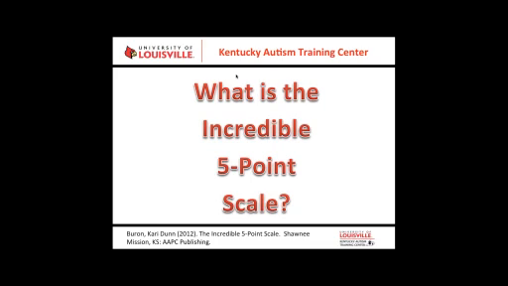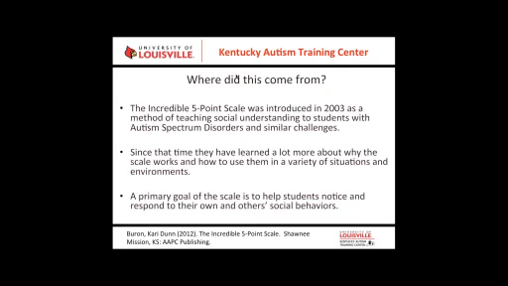So again, another resource that I'm going to share with you is the Incredible 5-Point Scale. This is by Kari Dunn Buron, and she has some wonderful materials out there that you can really adapt, not just for kids with autism, but for kids with a variety of strengths and weaknesses. What she does is put emotions and social situations into a visual frame of reference. She focused on how you would teach social understanding to students with autism, and I think also children diagnosed with fetal alcohol syndrome. And since 2003, they've learned a lot more about why the scale works and how you could use it in a variety of other settings, so I'm going to show you some examples.